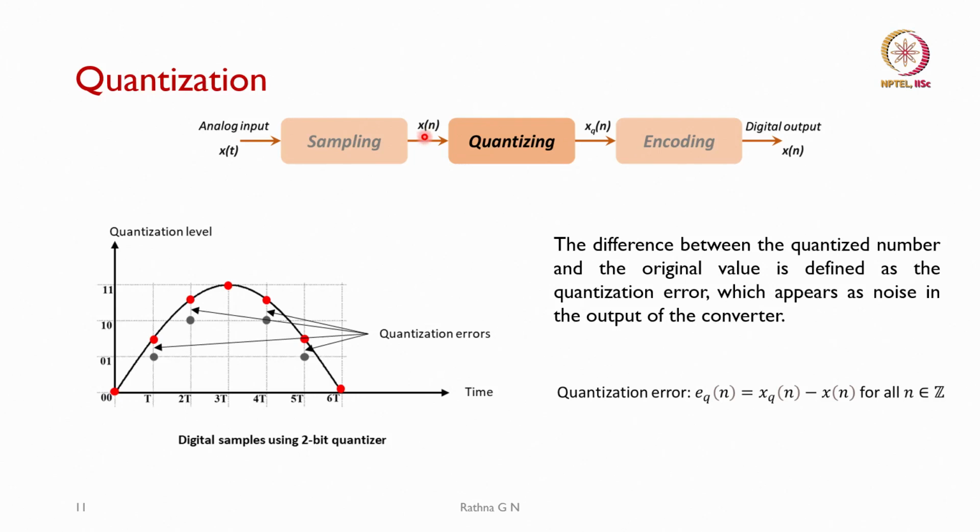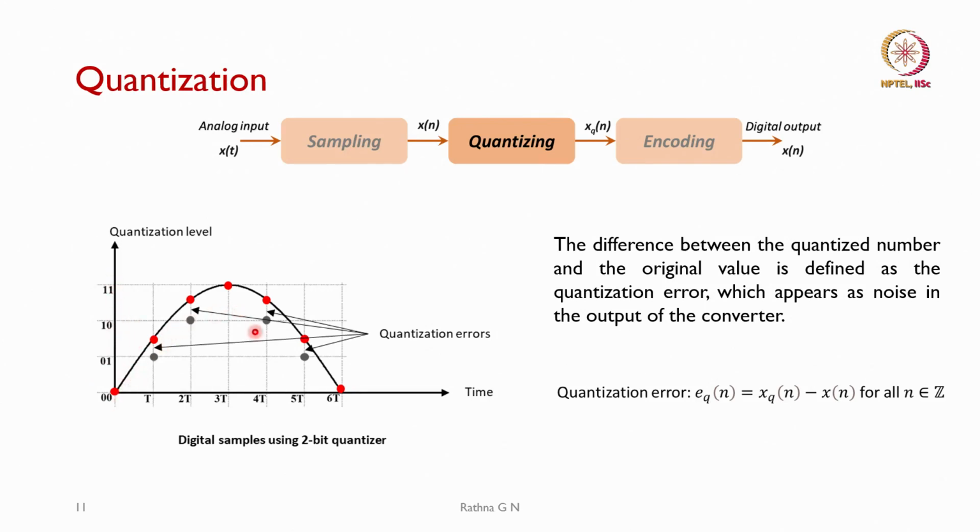which we call x of n. Then we have to go for the quantization. It depends, as I said, on the number of bits. In this case, as an example, we have taken a 2-bit quantizer, so whatever input is coming, we will be representing with 2 bits. In the digital domain, the 2-bit number system is represented as 00, 01, 10 and 11.